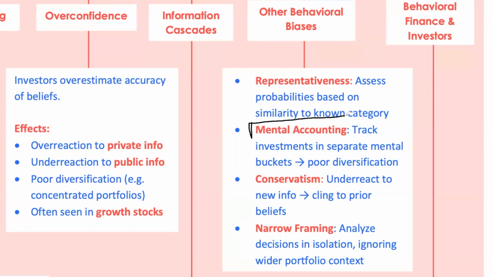Now, let's talk about something all of us have probably done. Mental accounting. People love to create little buckets in their minds for different types of money. So you'll see someone invest their year-end bonus in crypto saying, it's found money, I can take the risk. But they refuse to invest their monthly salary in anything remotely risky. Same money, different labels, and that kind of thinking leads to bad decisions.